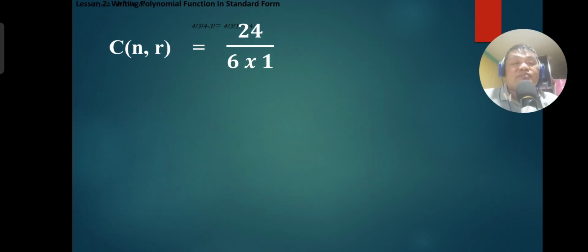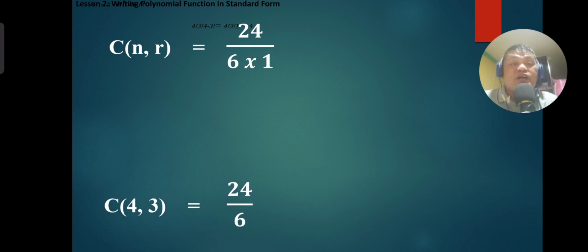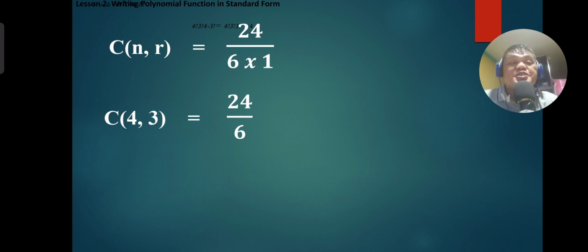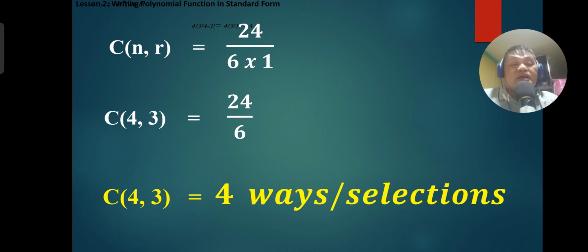We have now combination of n objects taken r at a time is equal to 24 over 6 times 1. We have 3 factorial is equal to 6 and 1 factorial is equal to 1. So we have 24 over 6 times 1 is equal to 4. Combination of 4 points taken 3 non-collinear points at a time is equal to 4 ways or 4 selections. Other question?